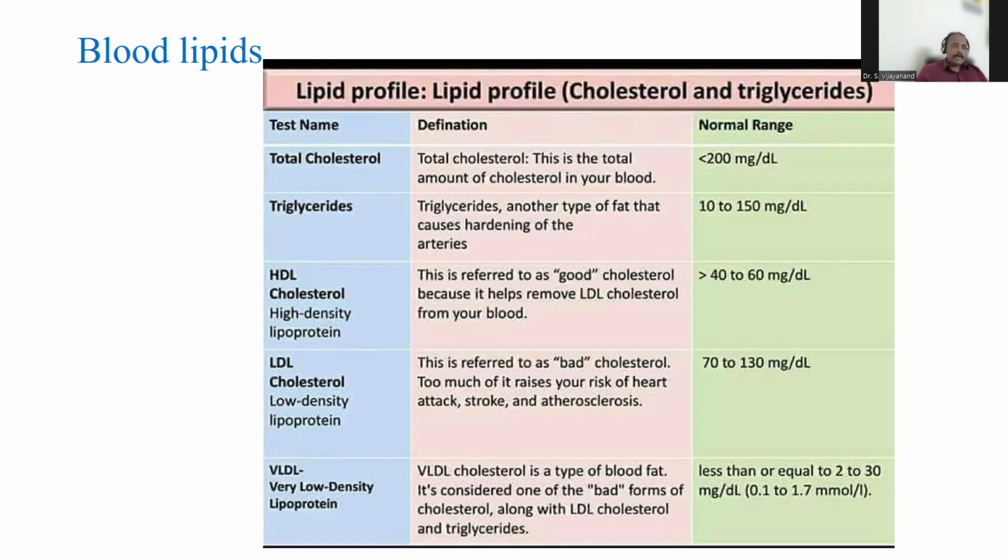There are different types of lipoproteins, which include high density lipoprotein, HDL. We consider it good cholesterol because it helps in removing the cholesterol from the blood. That's why we call it good cholesterol. The normal range is 40 to 60 mg per deciliter.